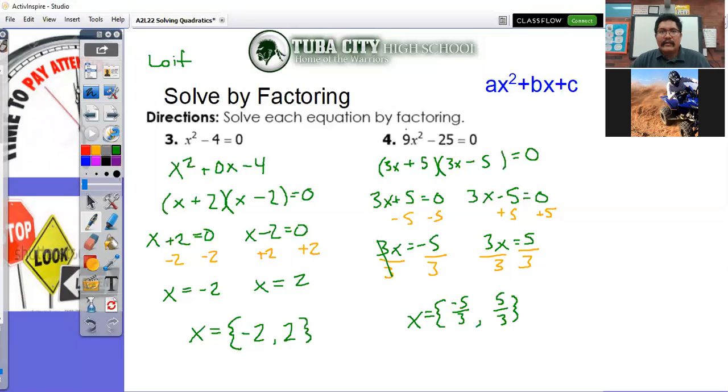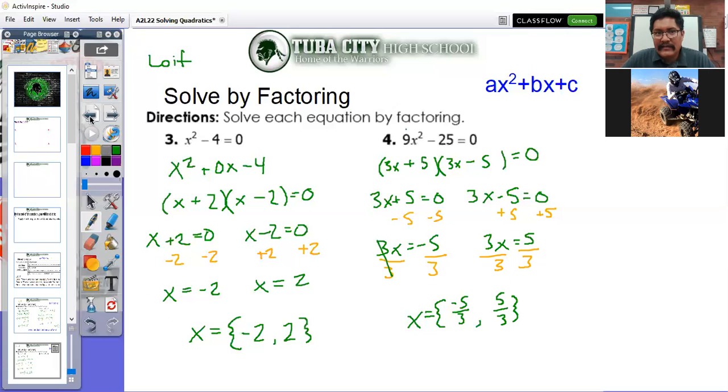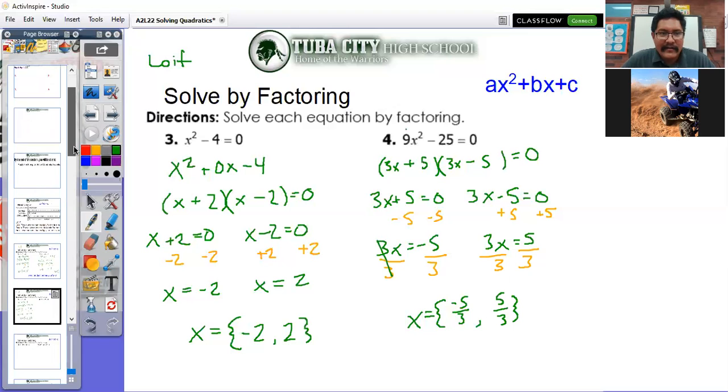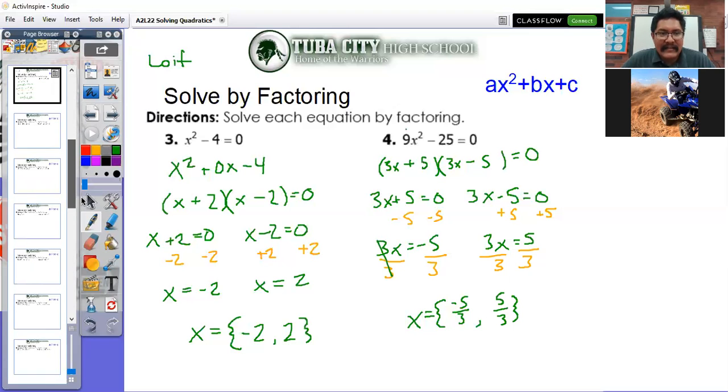All right, so you got that. And this lesson is, I think, a bit of a longer one, like yesterday. So I'm going to keep things moving along.